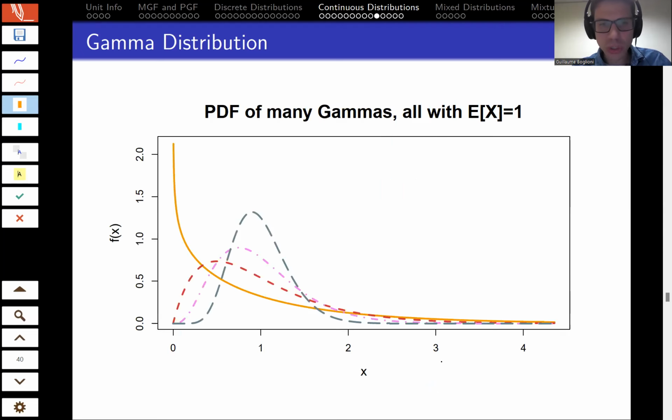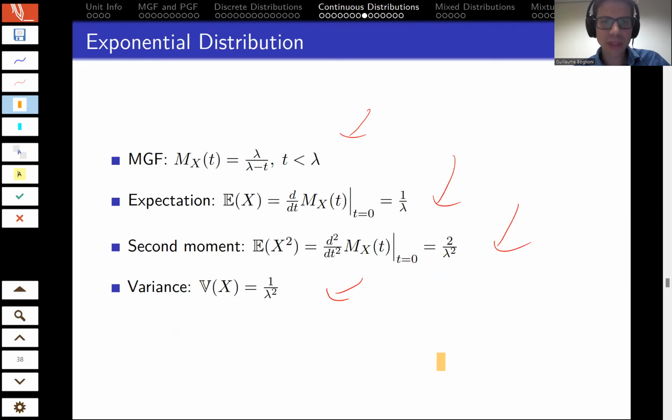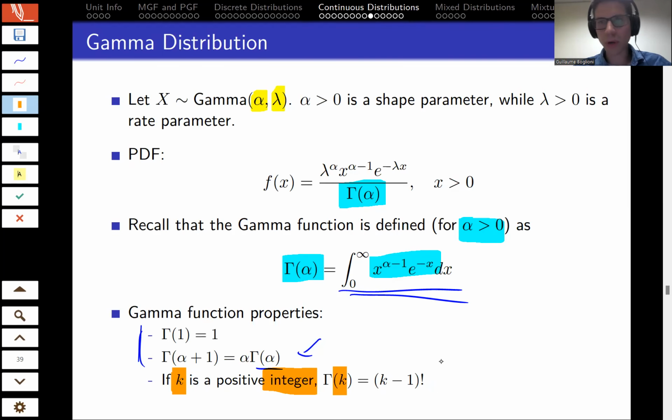Here is just a plot that shows different shapes, but they're all gammas. Of course, because the gamma has 2 parameters, there's a lot of freedom in how the density will look, because you have more to play with. This is a function of 2 parameters. If you play with the parameters, you'll get different shapes.